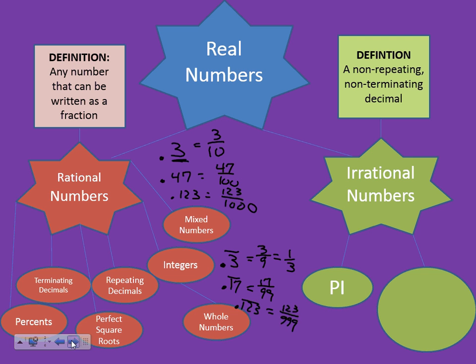So the other place we get them, and we're going to talk about this in a few minutes, is from non-perfect square roots. Notice if they are perfect square roots, they belong over here in the rationals family. If they are non-perfect square roots, they belong in the irrationals family. Okay? All right, does everybody have this?